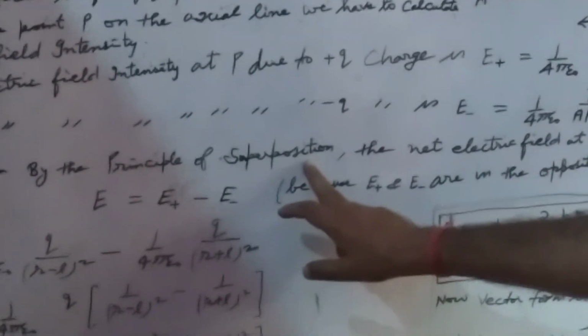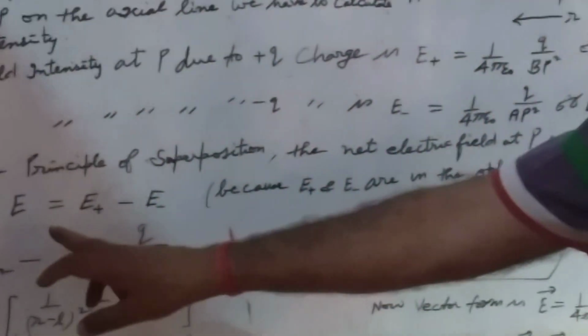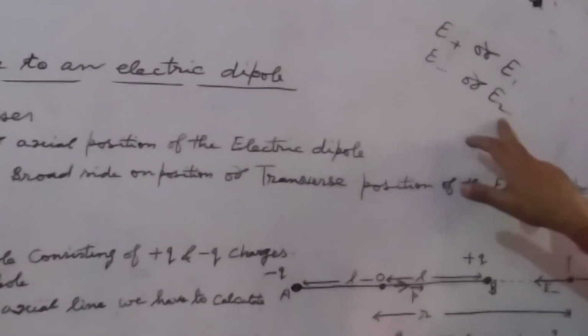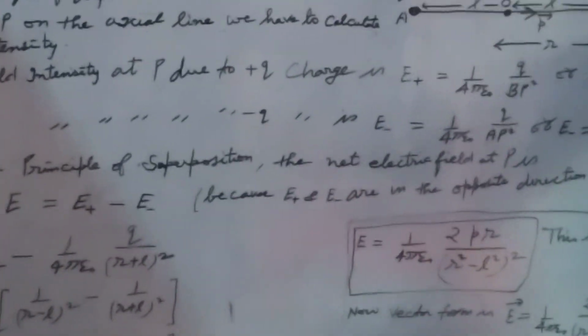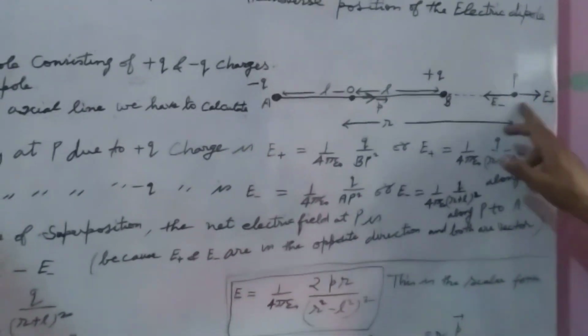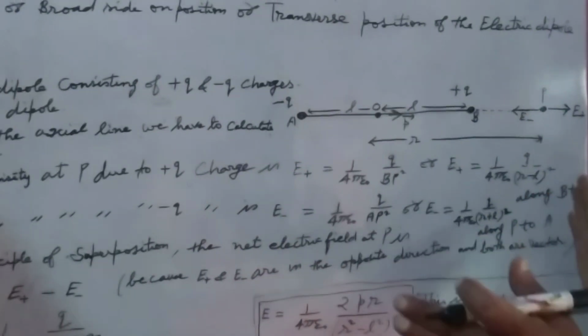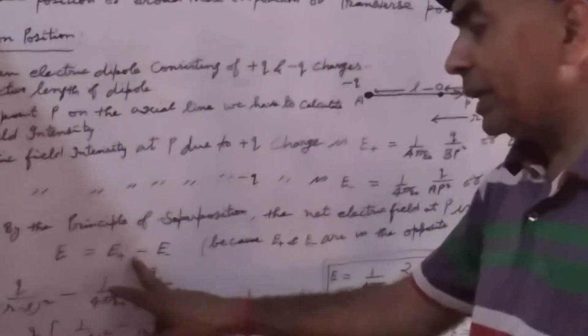Therefore, by the principle of superposition, the net electric field at P is equal to E plus minus E minus. You can also say as E1 minus E2. Why do we take the minus sign here? Because E plus and E minus are both vector quantities and both are in the opposite direction. We also know two opposite vectors having 180 degrees between them are subtracted. So we apply a negative sign here.